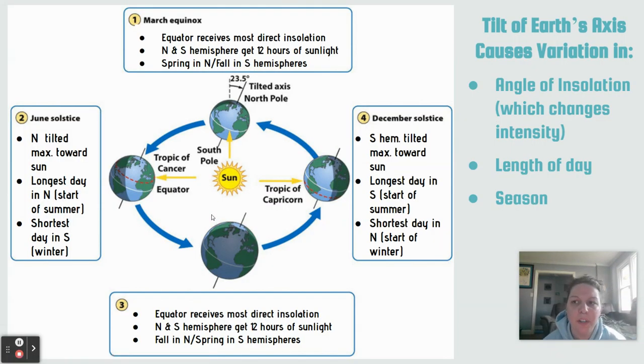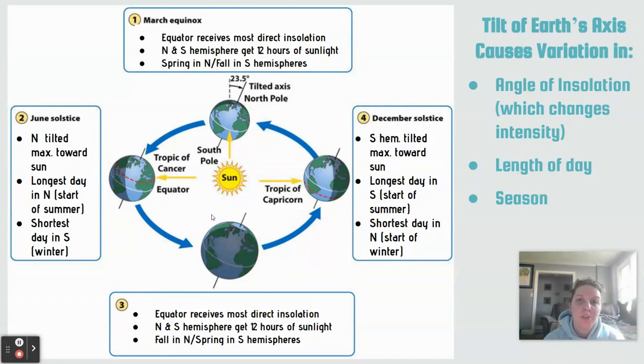So as we move forward, this is the same diagram we were just looking at, just with a little bit more detail in it. So understanding that the tilt of that axis is going to change the angle of insolation. It's going to change the length of day. It's also going to change what season we're in.